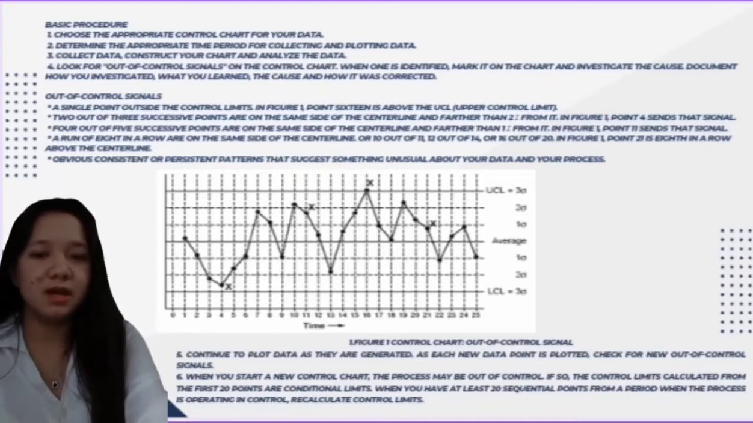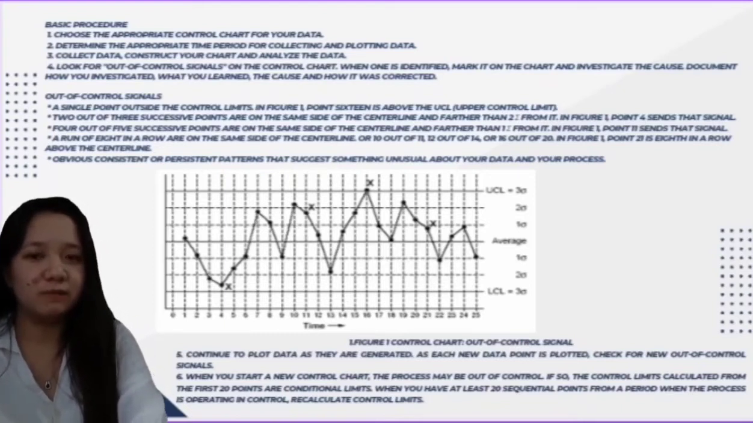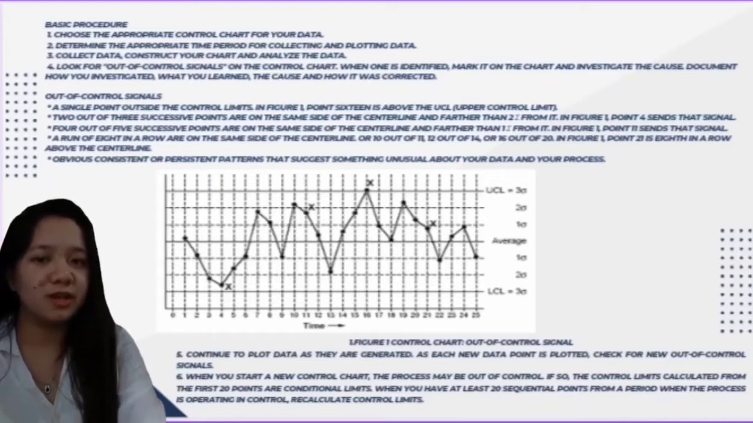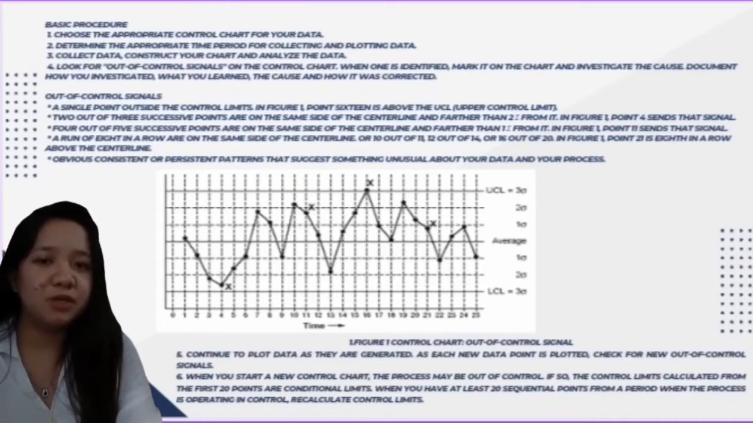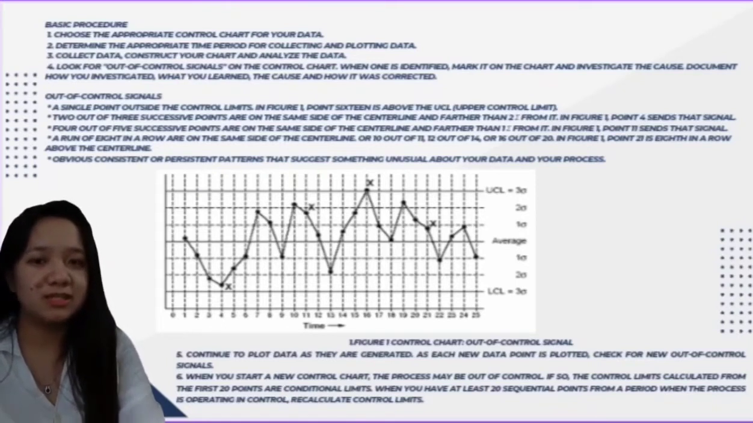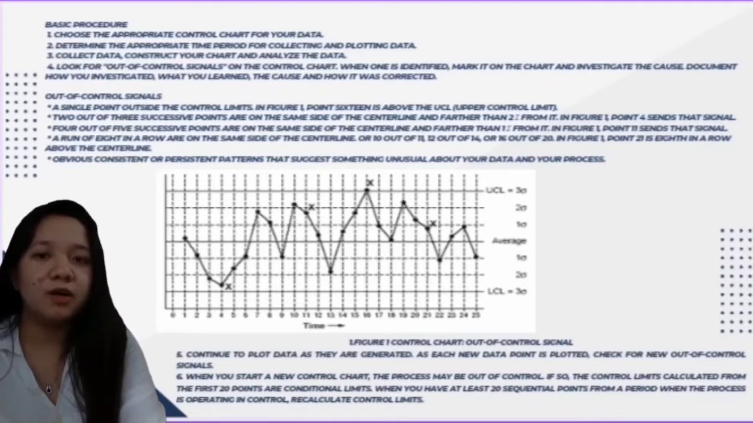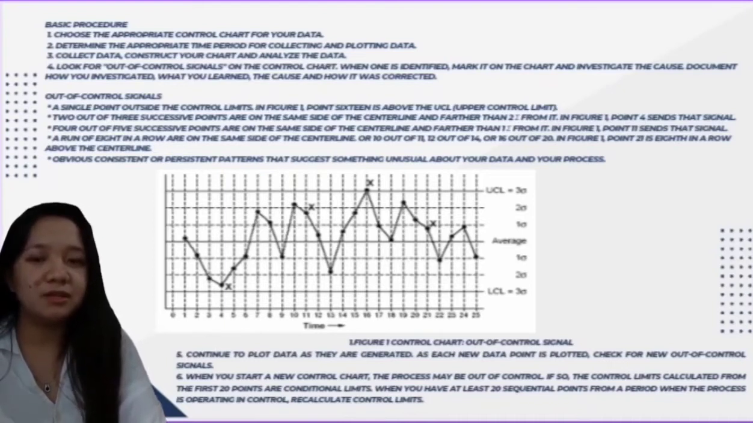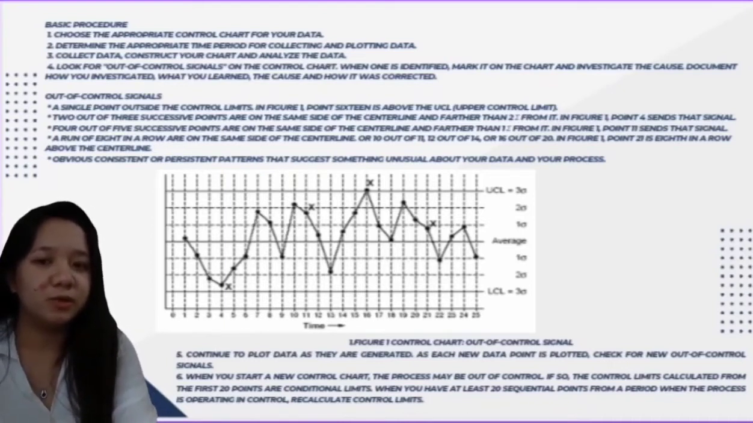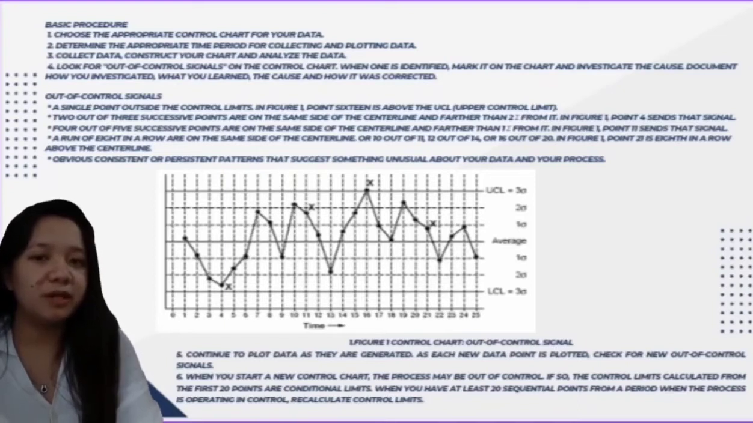Out-of-control signals: a single point outside the control limits. In Figure 1.16, a point is above the UCL, or upper control limit. 2 out of 3 successive points are on the same side of the center line and farther than 2 sigma from it. In Figure 1.4, a point sends the signal. 4 out of 5 successive points are on the same side of the center line and farther than 1 sigma from it. In Figure 1.11, a point sends the signal.